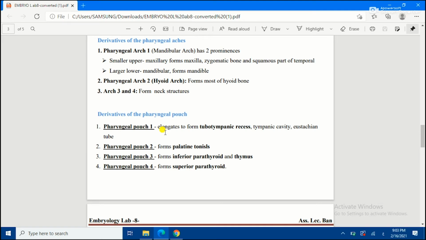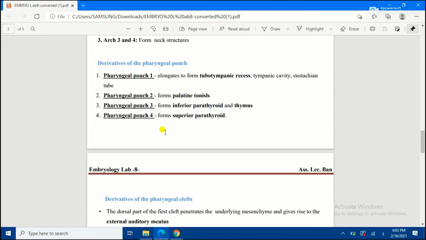Arches 3 and 4 usually form neck structures, while derivatives of pharyngeal pouch number 1 form the tubotympanic recess, tympanic cavity, and eustachian tube, which are related to the ear, and pharyngeal pouch 2 forms the palatine tonsils. Look, this is not restricted to just this part of the head or neck, because a pouch can form more than one structure, but we will give you some examples. Pouch number 2 forms the palatine tonsil, and pharyngeal pouch 3 forms the inferior parathyroid and thymus, while pouch 4 will form the superior parathyroid. Okay.